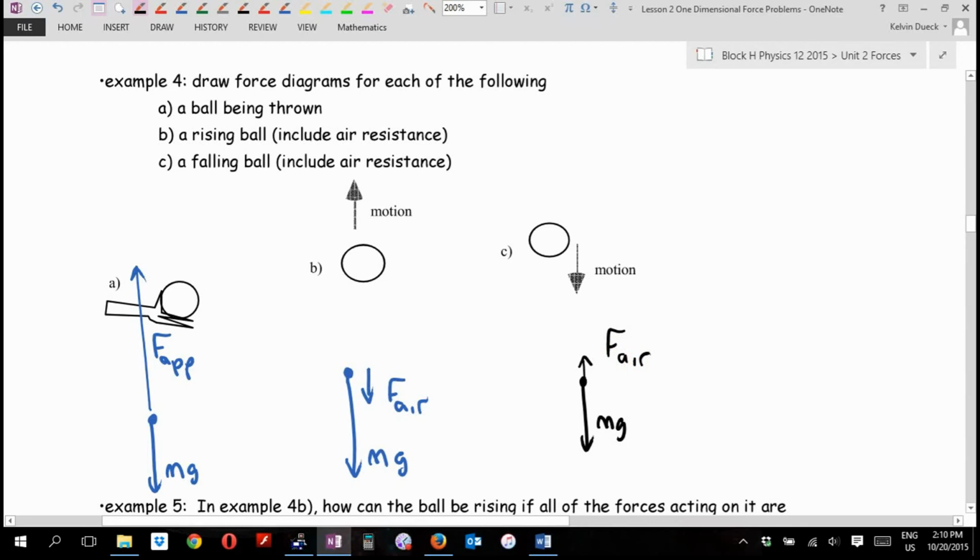Now, a ball is pretty aerodynamic. If you replace a ball with a parachute, oh, hey, now air resistance, because you've got a bigger cross-sectional area, now air resistance makes a difference.